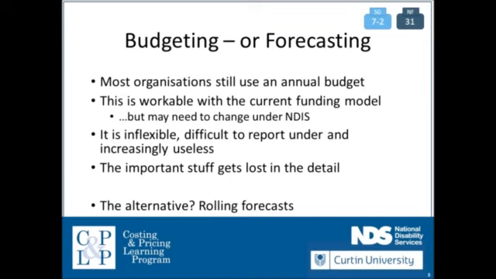So in effect, budgeting or forecasting, most organisations still use an annual budget. It's workable within the current funding model, but it's really not appropriate. We need to have a cash flow budget in that 18-month to 3-year time frame. We also need to look at rolling forecasts.